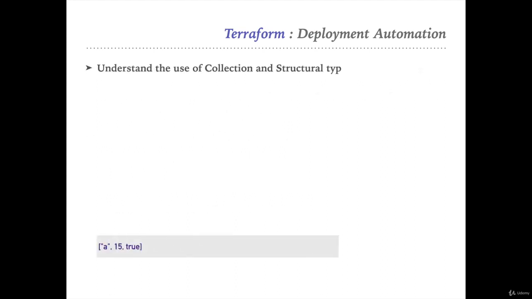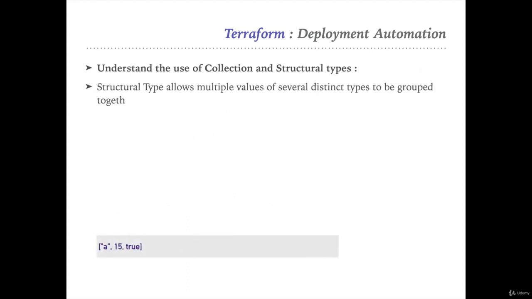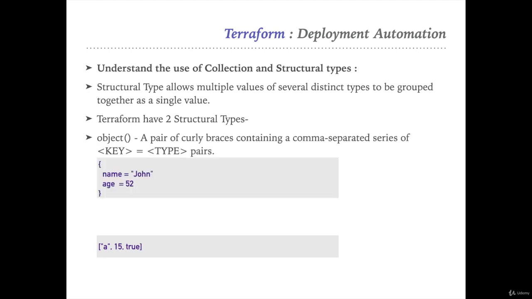If you are going with the structural data type, then a structural data type allows multiple values of several distinct types to be grouped together in a single value. It means you can group multiple data types into a single value. You can keep an integer and a string in a single data type. That is the structured data type. And Terraform has two structural data types. First is the object, a pair of curly braces containing a comma-separated series of keys and value types.